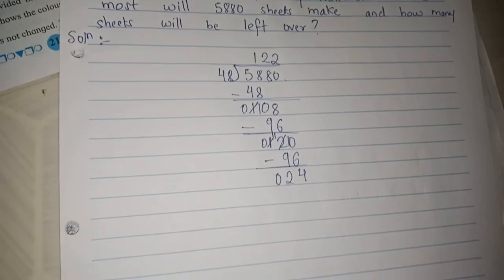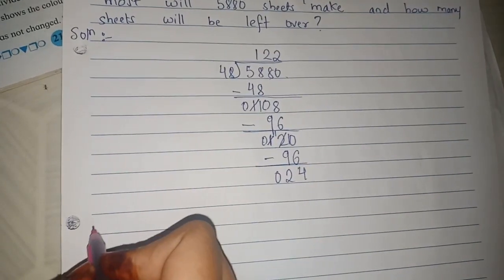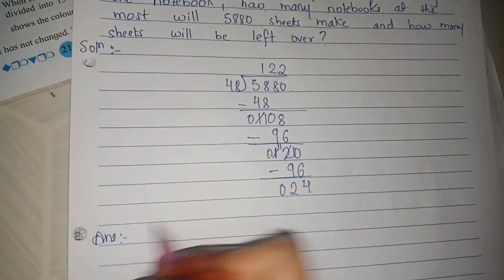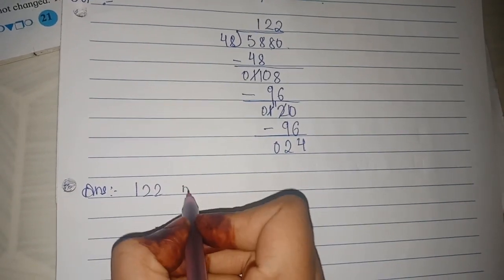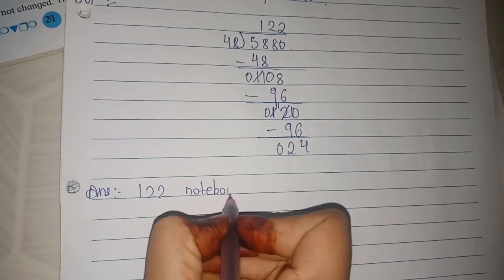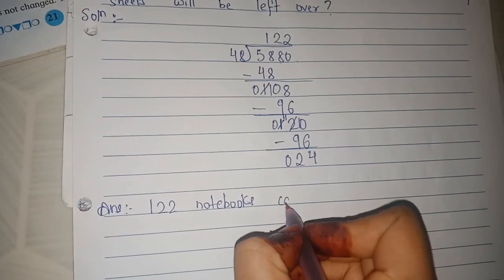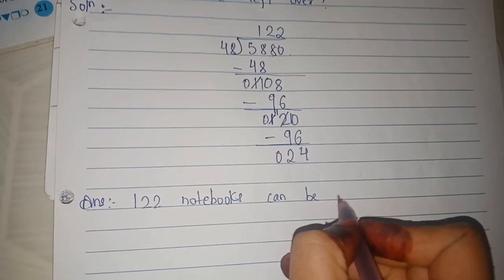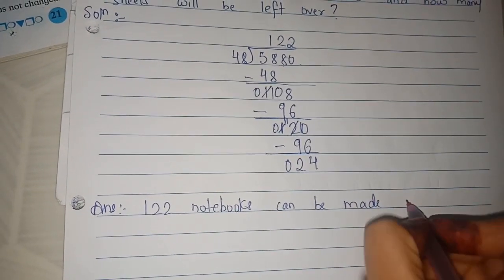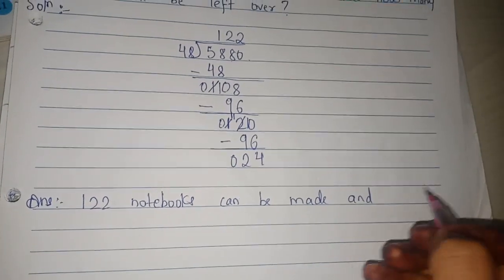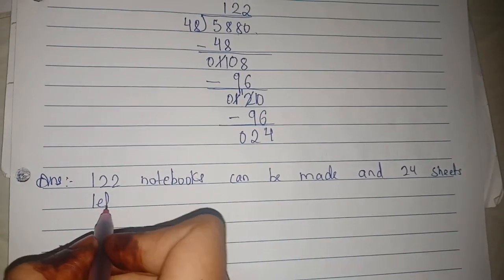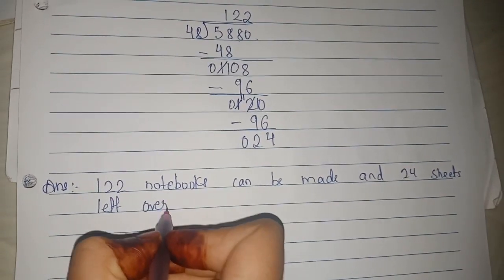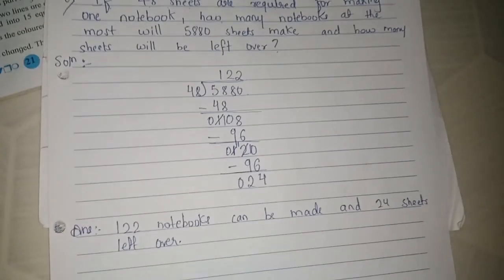Okay? We will write in a sentence: 122 notebooks can be made and 24 sheets left over. Understood everyone?